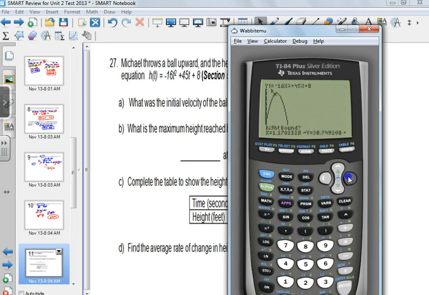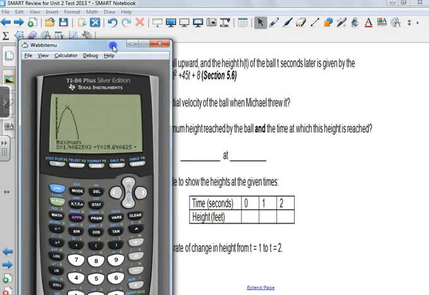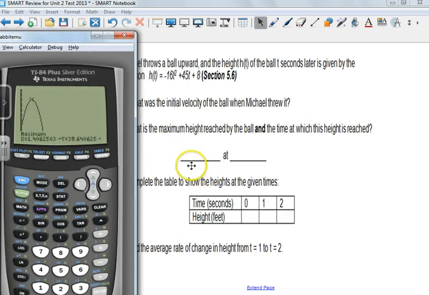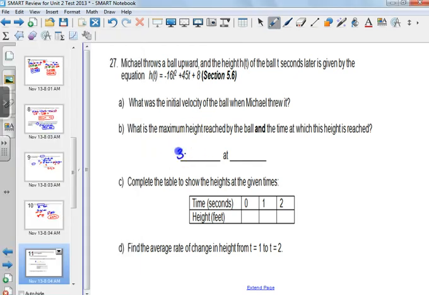And then scroll back to get to the right, like it's suggesting here, right bound. Hit enter. And then guess, just hit enter one last time as long as you haven't moved too far away. And we get 1.41, comma 39.64. So maximum height is the y value, so you'd write 39.64 feet, and it occurred at 1.41 seconds.